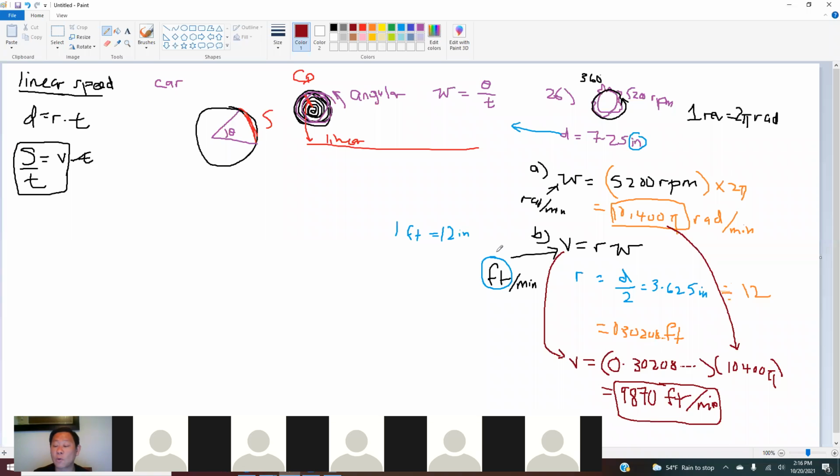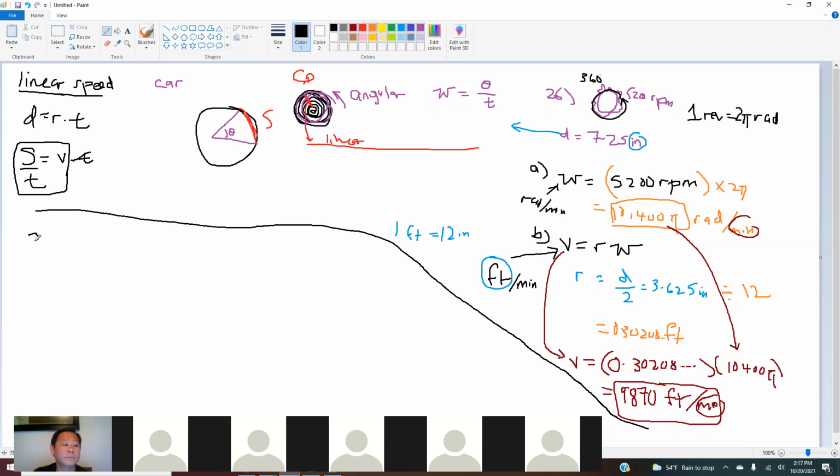Make sure you know that if the question wants it in seconds, then you have to divide this by 60 because 1 minute has 60 seconds. But since this is already in minutes, we do not need to worry about it. Questions for number 26? You don't have any questions?